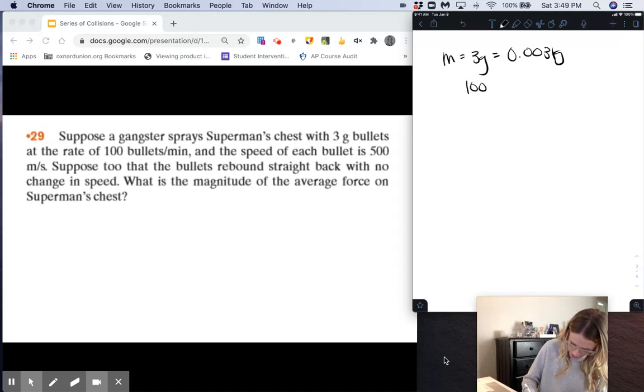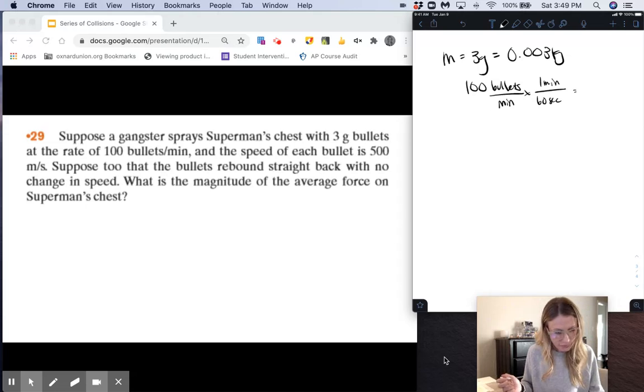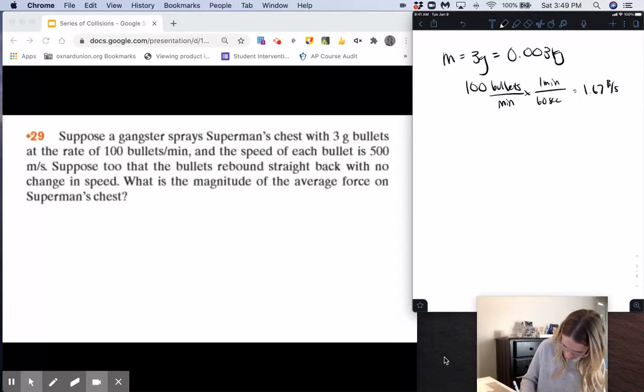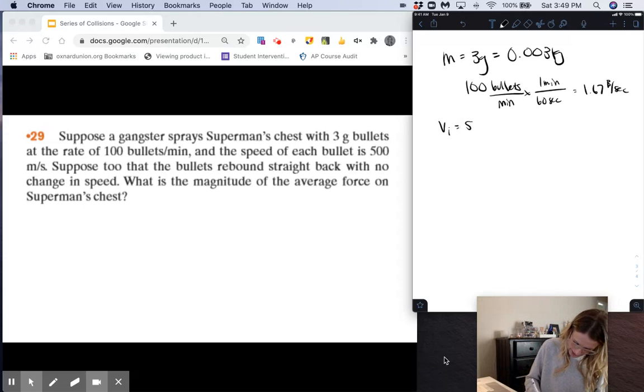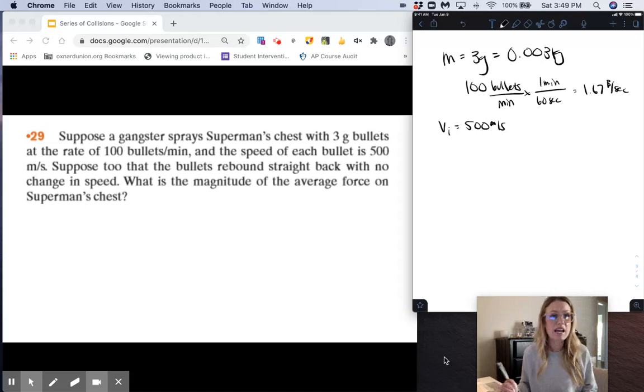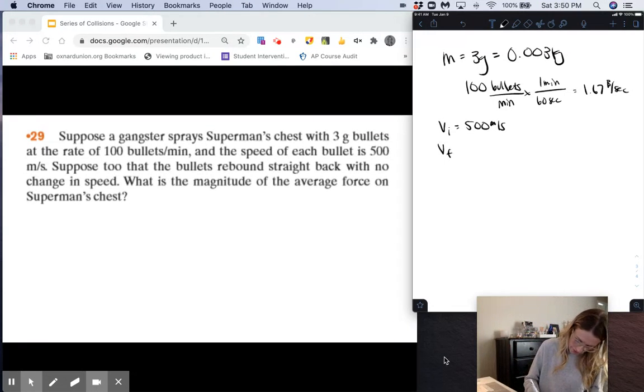So 100 bullets per minute, and then there's 60 seconds in a minute. So this ends up being 1.67 bullets per second. Okay, and then it says the speed of each bullet is 500 meters per second. So initial velocity is a positive 500 meters per second. And then the bullets rebound straight back with no change in speed. So that means we have a negative 500 meters per second for our final velocity.